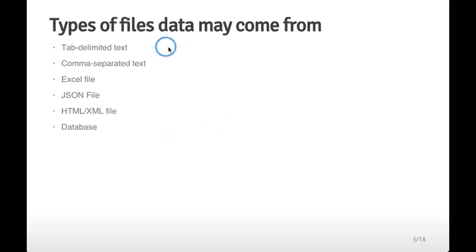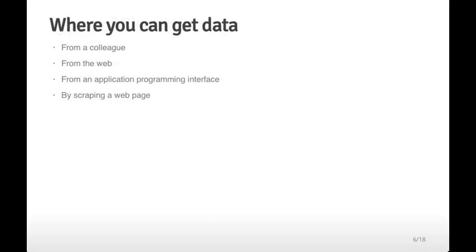So you might read files that are tab-delimited text files, comma-separated text files, Excel files, JSON files, or HTML, XML files. And these are all different files that might store data in a particular format, which is sort of flat text. Later we're going to talk briefly about a particular kind of binary file that goes with R that allows you to store R objects and load R objects directly.